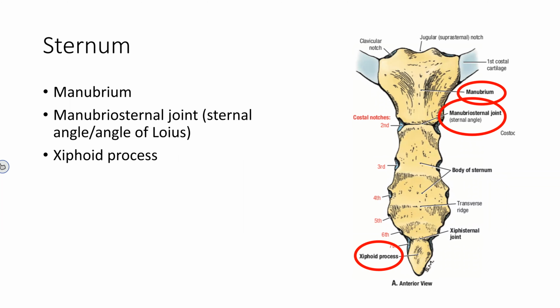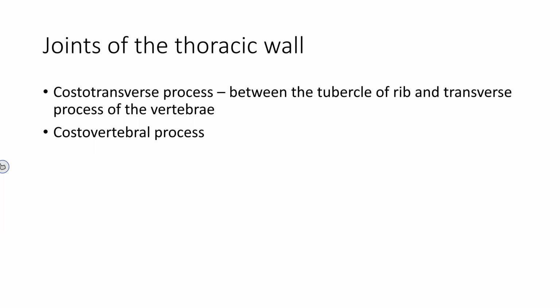These are the different parts of the sternum. So the joints of the thoracic wall, there's a costotransverse joint between the rib and the transverse process of the vertebrae, and a costovertebral joint.